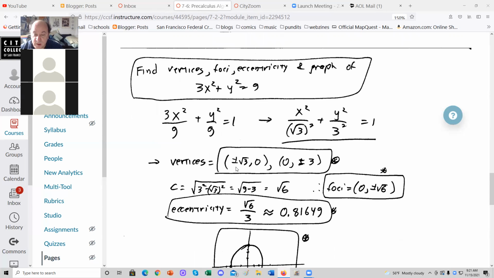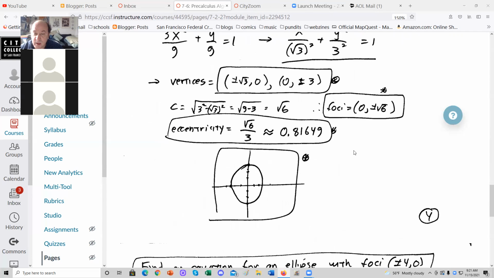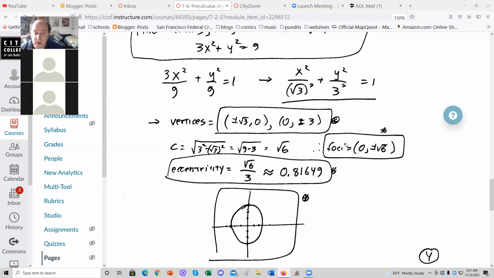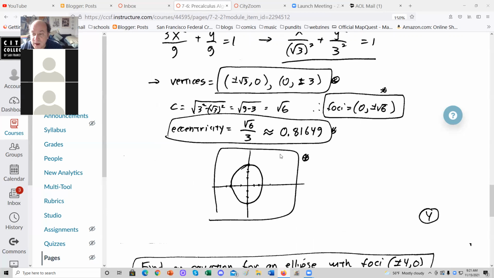So we can read off the vertices: plus or minus root 3, 0 and 0, plus or minus 3. Easy enough. For c, we take 3 squared minus root 3 squared, 9 minus 3, that's root 6. That's 2 point something. So the foci are at 0, plus or minus root 6. And the eccentricity is root 6 over 3, about 0.81. The graph looks like this.